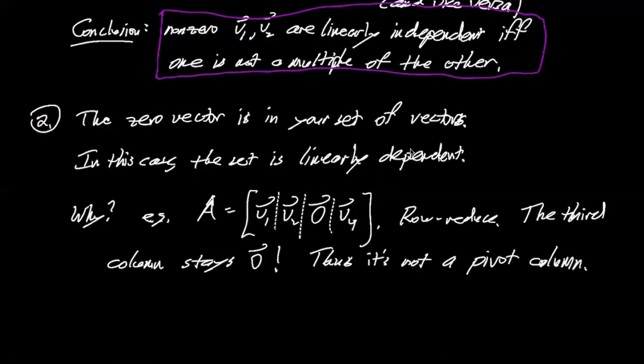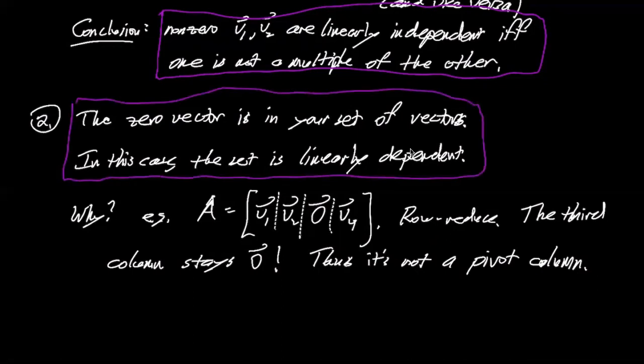And therefore, the set is linearly dependent, sorry. The set is linearly dependent because not every column is a pivot column. That's the reason why. So I guess this is the conclusion up here. Anytime you have the zero vector involved, the set is linearly dependent.